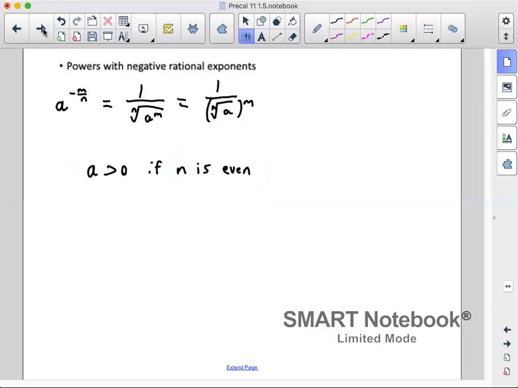Next, we have powers with negative rational exponents. So if we have a to negative m over n, that means we flip it and we have our root, where m is our value of our exponent on a and n is our nth root. Now we can write it in two different ways. Either way, it's the same thing. And our a has to be greater than 0 if n is even, because, for example, we can't take a square root of a negative.